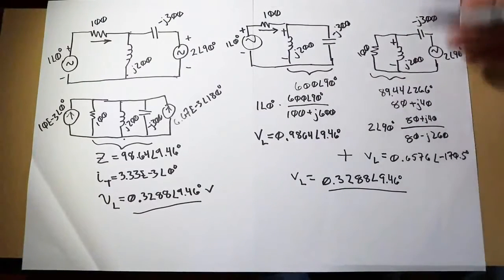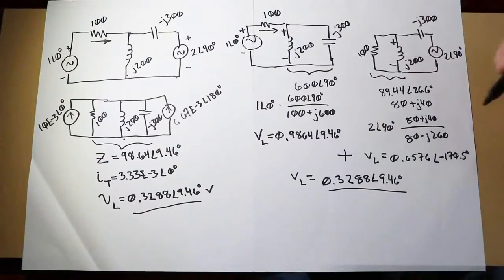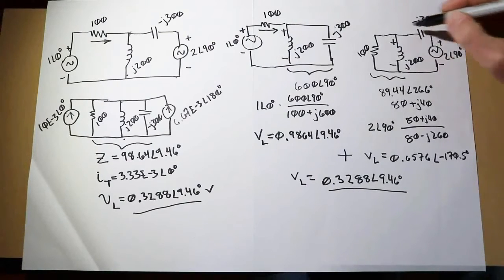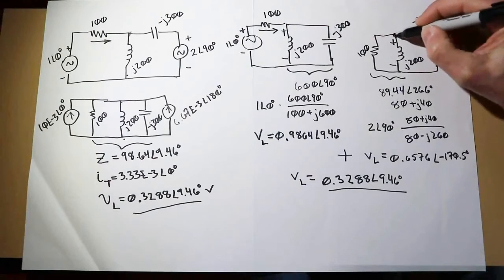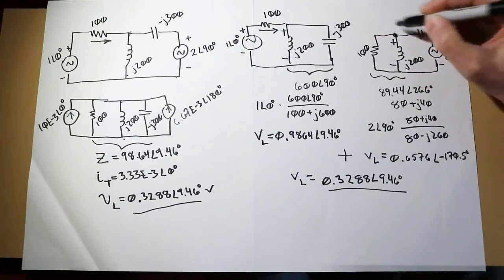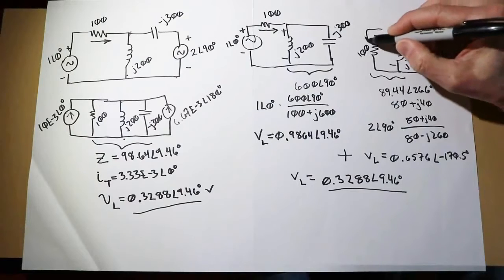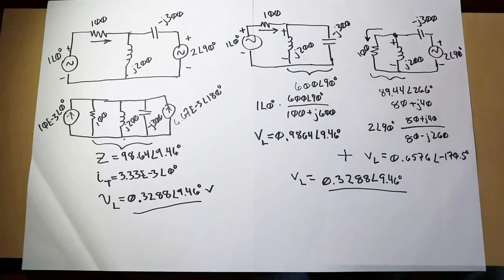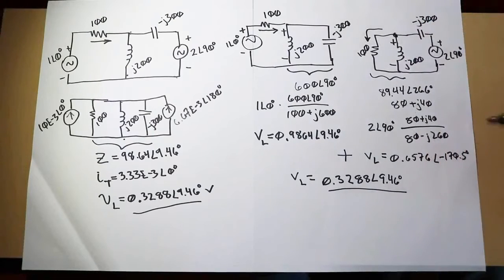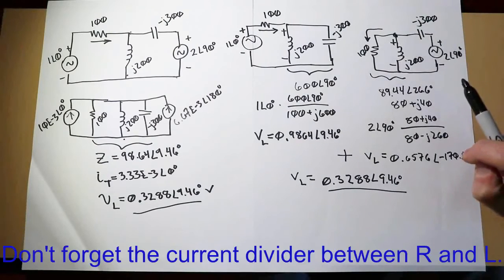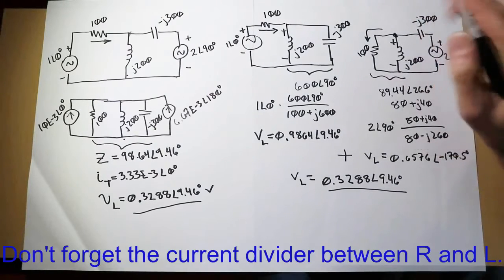Now, I'll turn around and do the same thing over here. I want to find the current going through the 100. So this polarity, plus to minus, would produce a current going through the cap like so, and that will split at this node, part down through the inductor, part down through the resistor, like so. The technique would be similar. We could take the minus J300, add that to this impedance, the 89.44, divide that into the 2 volts at an angle of 90 degrees, and we could find that current.